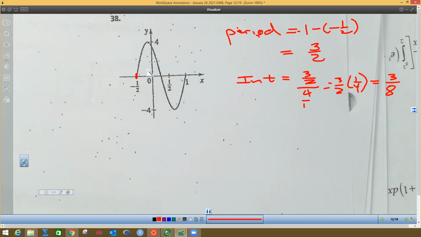My next tick mark is going to be the max that is right there. My next tick mark is going to be a 0 right here. My next tick mark is the min down there, and then this is my last tick mark. So my first tick mark's at -1/2, right? How far to the right of that am I going to get my next tick mark?